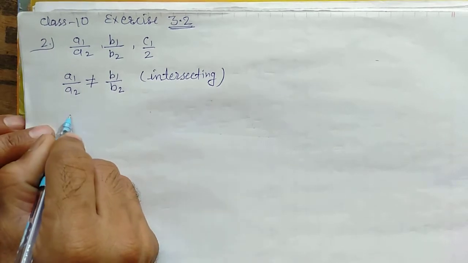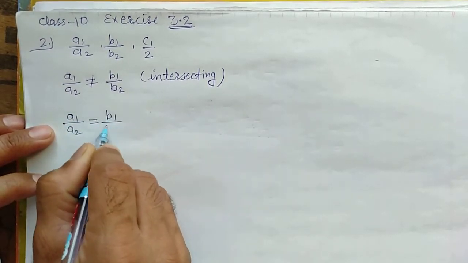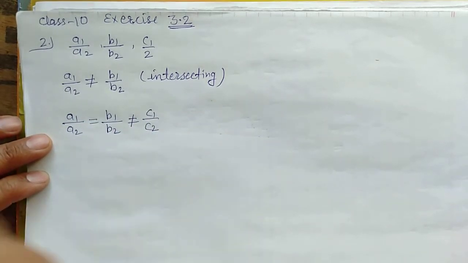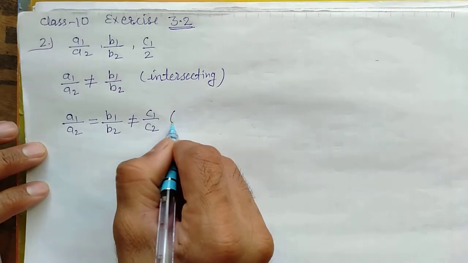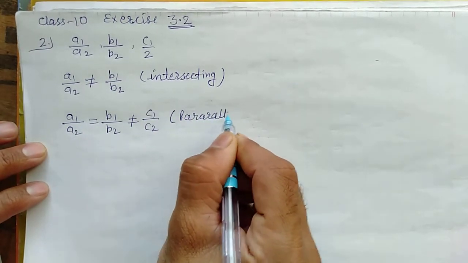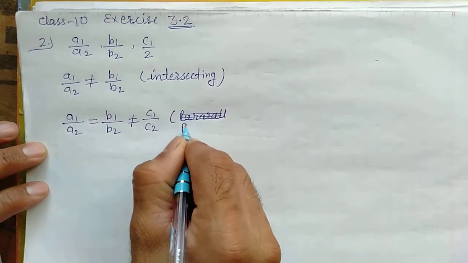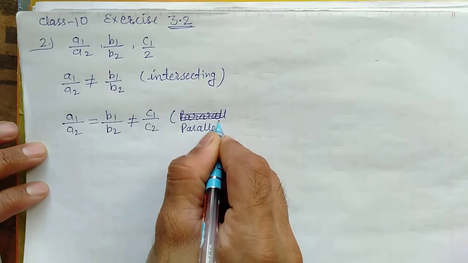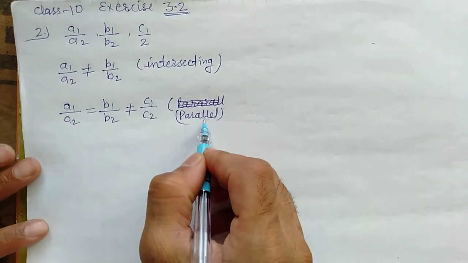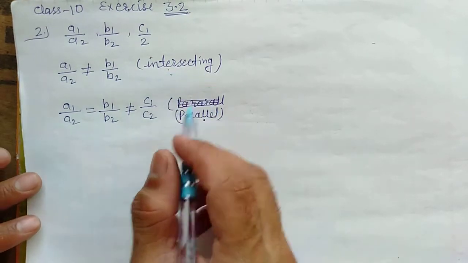Second, if a1 upon a2 is equal to b1 upon b2 but not equal to c1 upon c2, it means the lines are parallel. Parallel means there is no solution. Intersecting means one solution, and this is called consistent also.